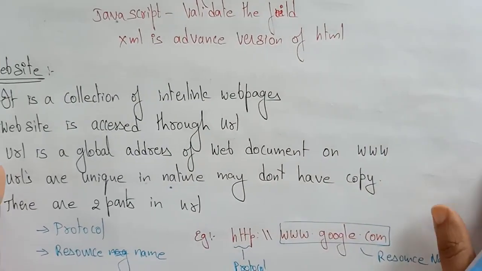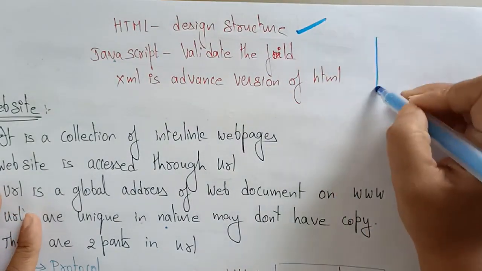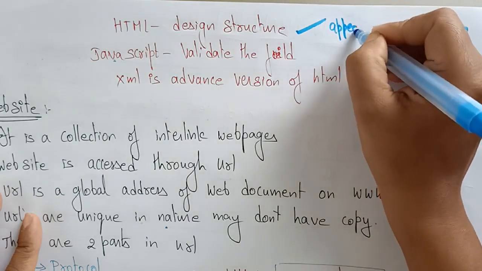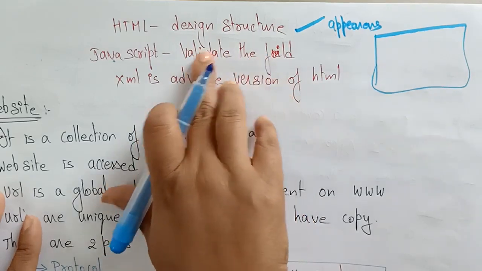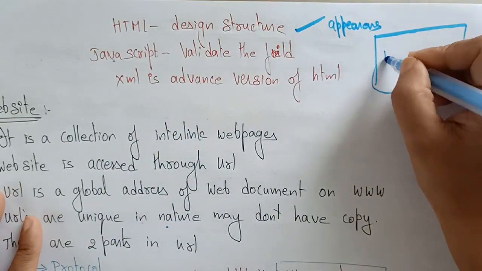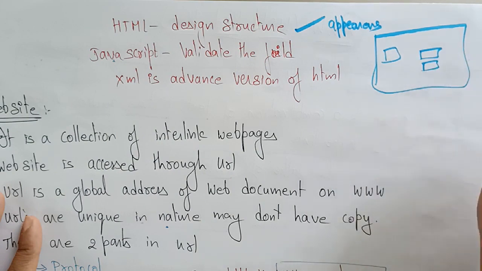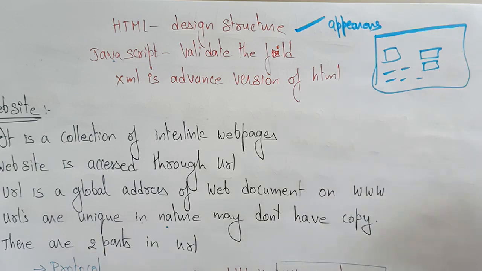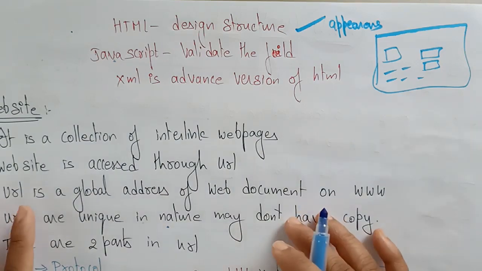So what is the use of HTML? HTML is used to design the structure, meaning how the page has to appear. HTML is used to design where the image has to be present, where the text boxes have to be present, and where the text has to be placed, everything like that. So HTML is used to design the structure. We save these files as .html.